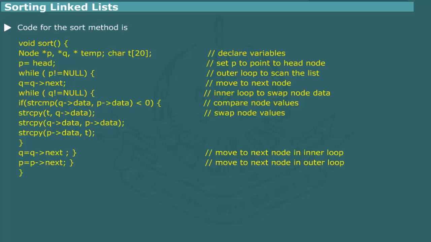Figure lists the code for the sort method. Briefly, it performs these steps. Two node pointers, P and Q, are used to identify a pair of nodes. A nested loop is used to perform comparison and swap the elements to bring the node values in ascending order. A temporary variable T is used to hold a data value to be swapped.